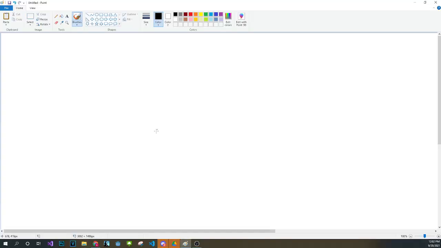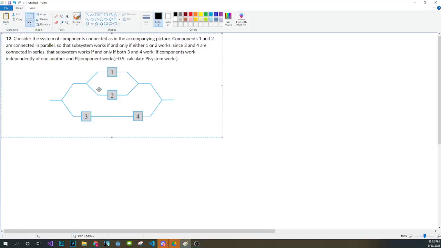We're gonna read this out loud. I think that's very crucial. Consider the system of components connected as in the accompanying picture.